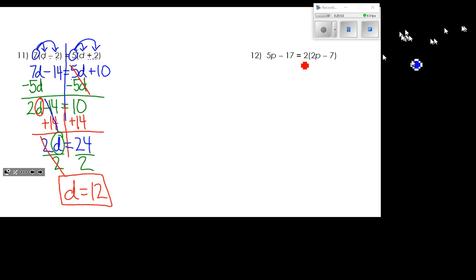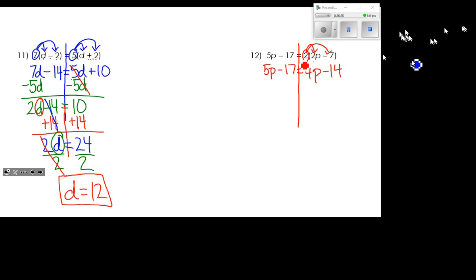Problem number 12 also has the parentheses, so we're going to go ahead and distribute first. I'm going to bring down everything that's on the first side. 5p minus 17. And now let's distribute. 2 times 2p is 4p. 2 times negative 7 is negative 14.